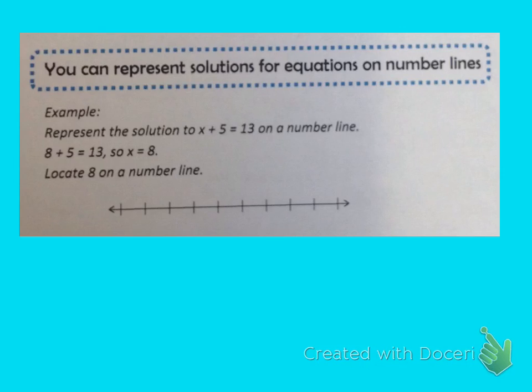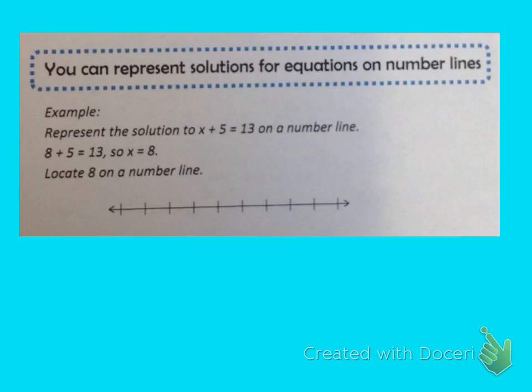So this is a lot like the lesson we did the other night where you find the solution to the problem. Well, what plus 5 equals 13? 8 plus 5 equals 13, so x equals 8. We need to locate x, or 8, on a number line.